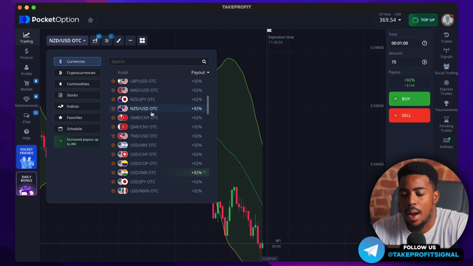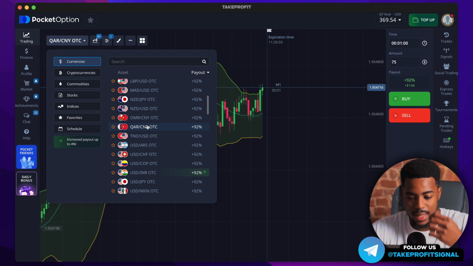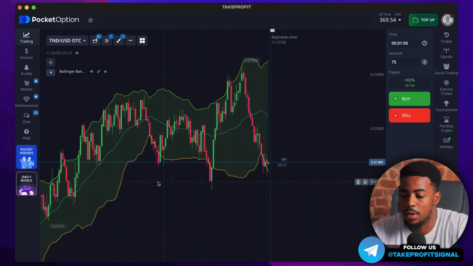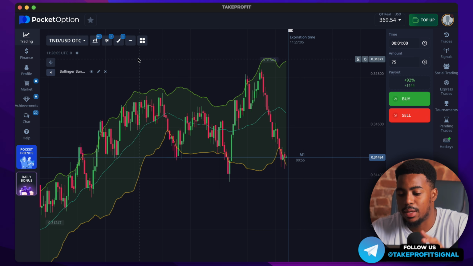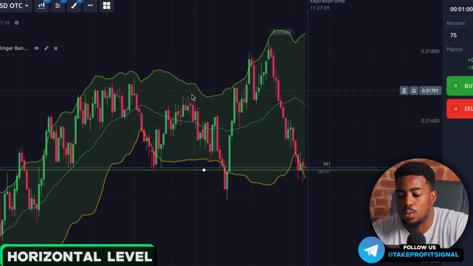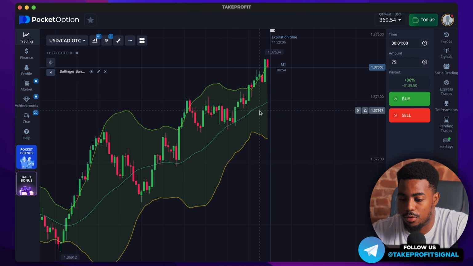Alright guys, I'm looking for the next trade for you. I'm just switching between assets and checking where the Bollinger Bands are diverging. Here we go. It's a good example where there's a horizontal level nearby, so I want to open a trade here. Here friends, I found the next example for you.